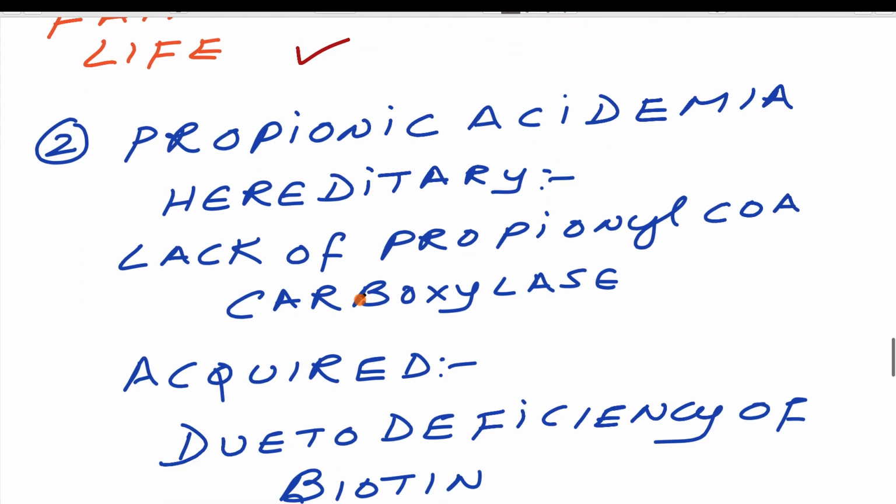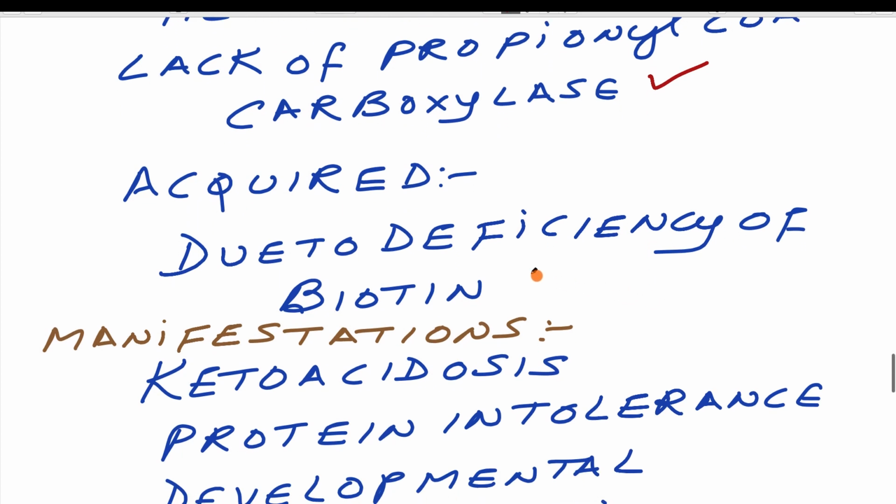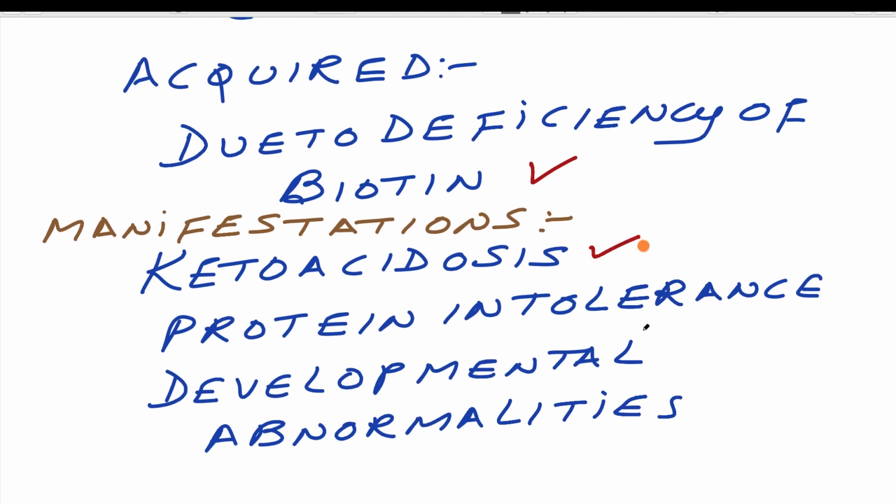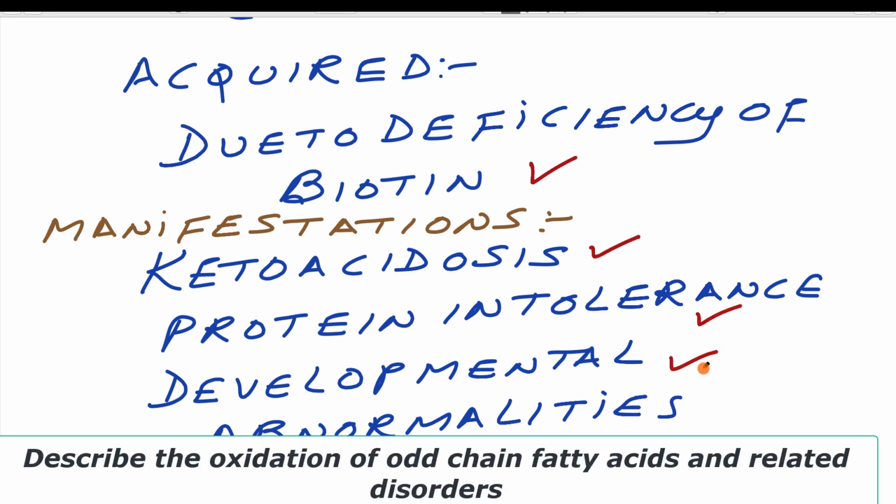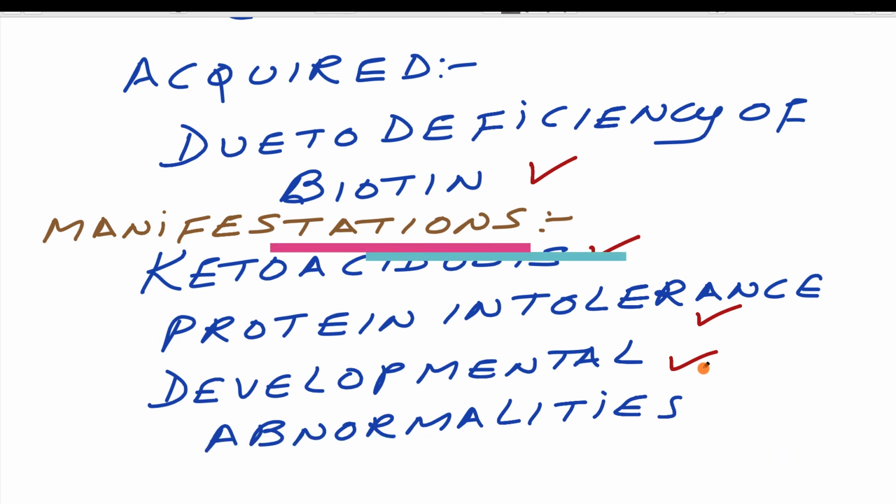The second one is propionic acidemia. It is hereditary or acquired. Hereditary is due to lack of propionyl CoA carboxylase. Acquired is due to deficiency of biotin. Manifestations: ketoacidosis, protein intolerance, developmental abnormalities. These are various aspects related to oxidation of odd chain fatty acids. Okay, thank you very much.